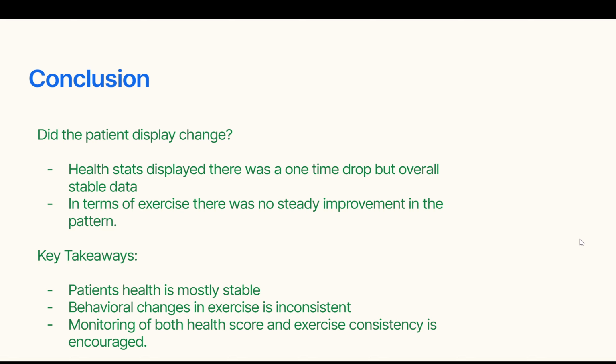So in conclusion, while there was no drastic change, we can see early signals worth paying attention to, and this kind of analysis helps catch changes early on, even without intervention. So we can say that the health status of the patient displayed a one-time drop, but overall there was stable data, and in terms of exercise, there was no steady improvement in the pattern. So the key takeaways here are that the patient's health is mostly stable, and behavioral change in exercise is inconsistent.